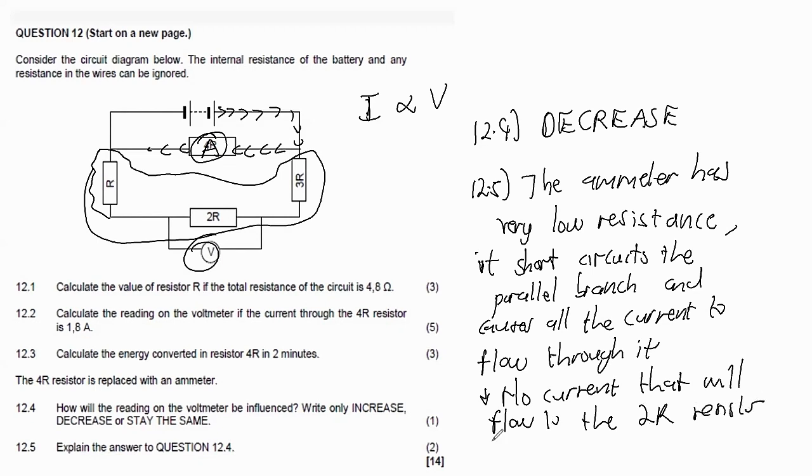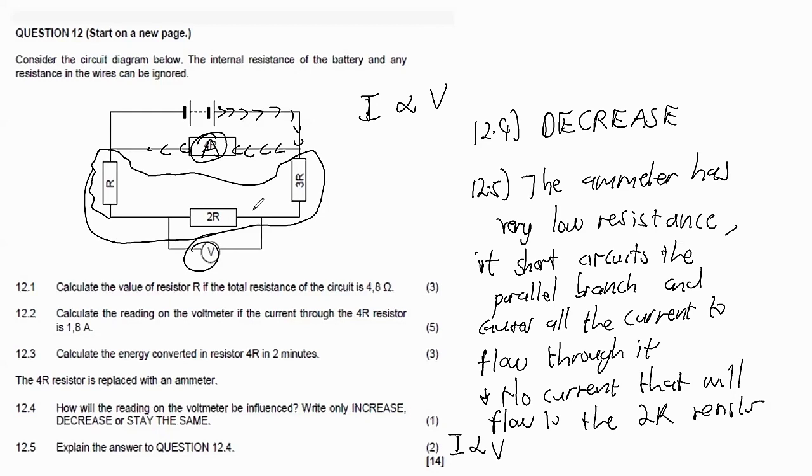So if there is no current that flows in the 2R resistor, according to the relationship that says current is directly proportional to voltage, that means we also will not have any potential difference in the 2R resistor, leading to a decrease in the voltmeter reading, right? So leading to a decrease in the voltmeter reading. So that's how you explain that.